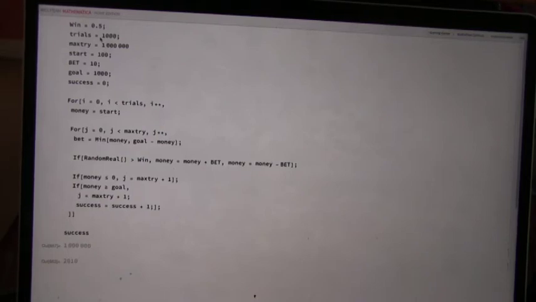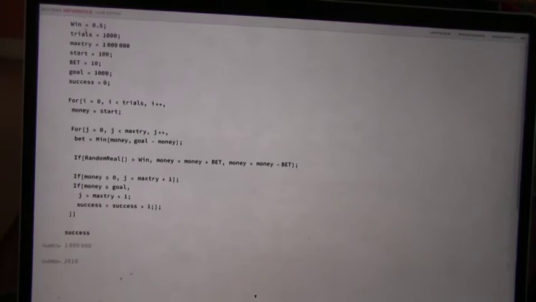Okay, so I wrote a little program last night to try to speed things along for us today. Let me go through these variables real quick, because I could have screwed them all up on the screen. We're going to have a win probability of 50%. We'll do 1,000 trials at the beginning. Each trial lasts at most a million turns. We're going to start with 100.